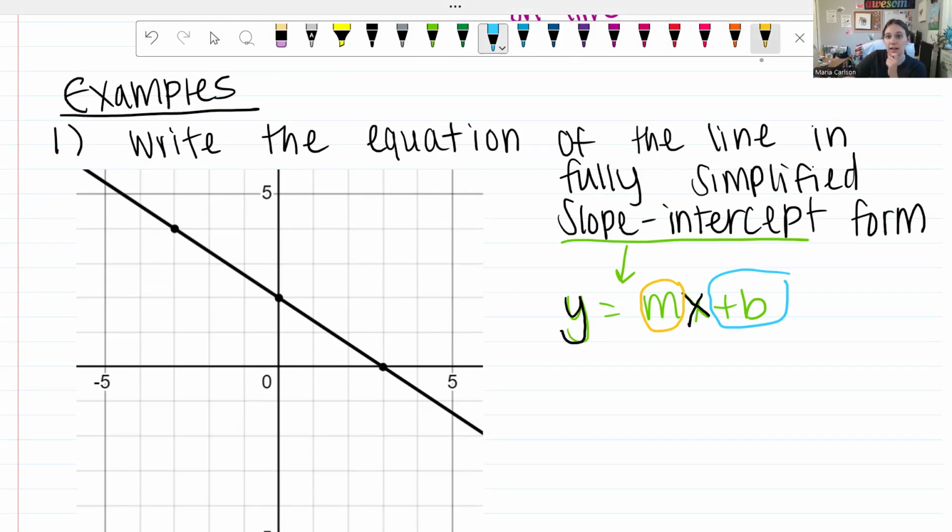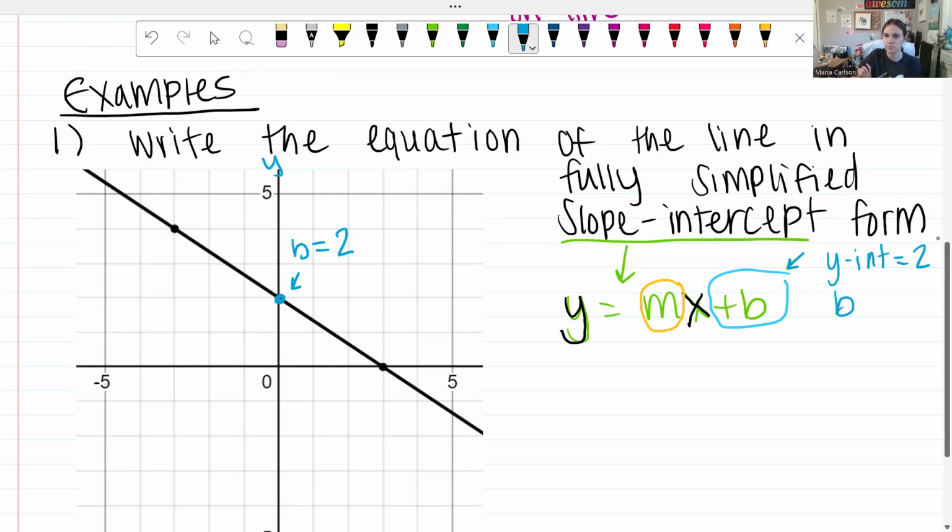So let's begin. I always begin with the y-intercept. So what is the y-intercept of this graph? Looking at what I see along the y-axis, we cross here at 2. So our y-intercept, or our b value, is 2.